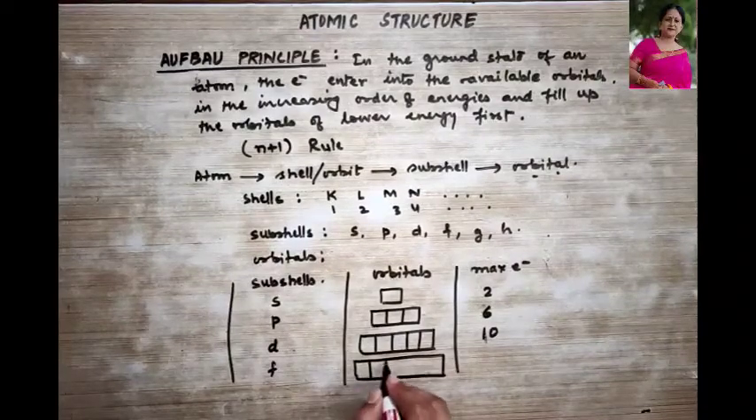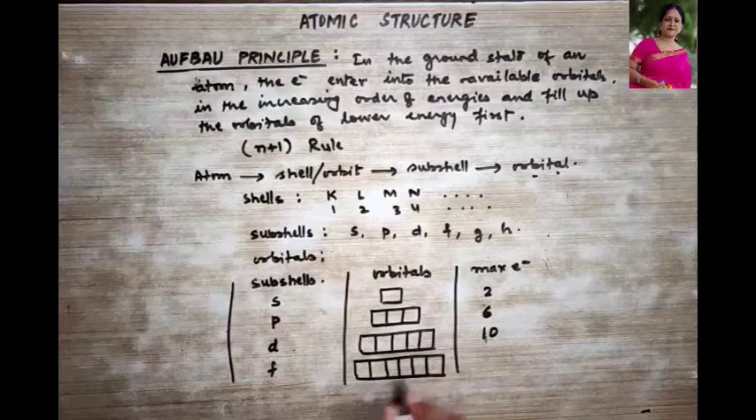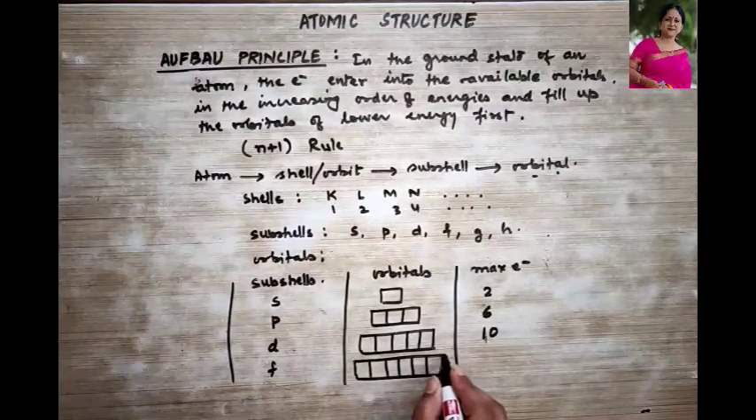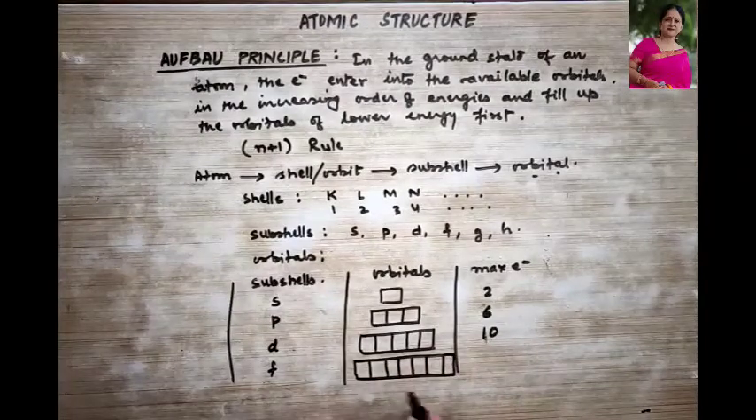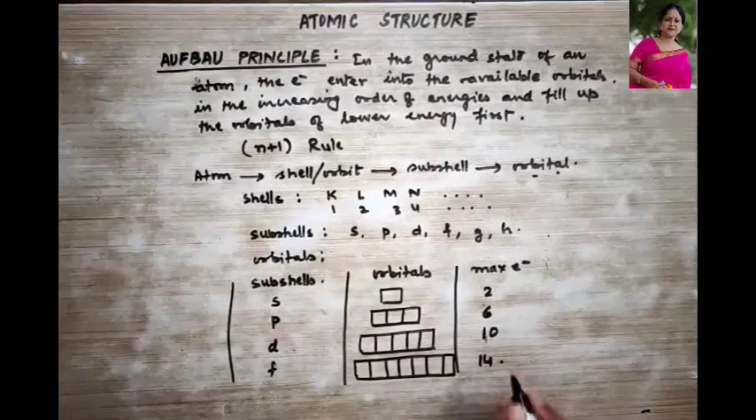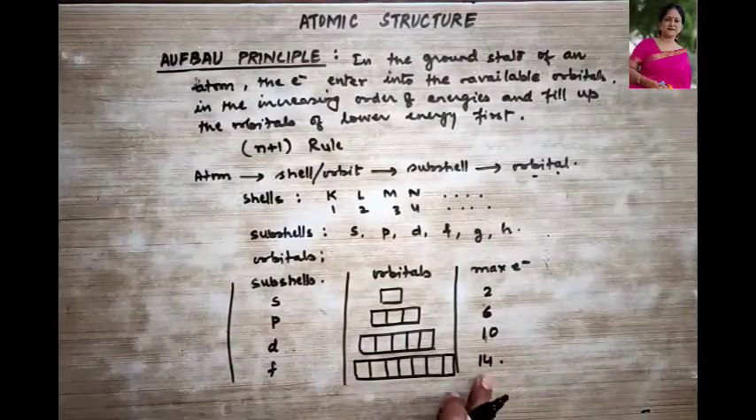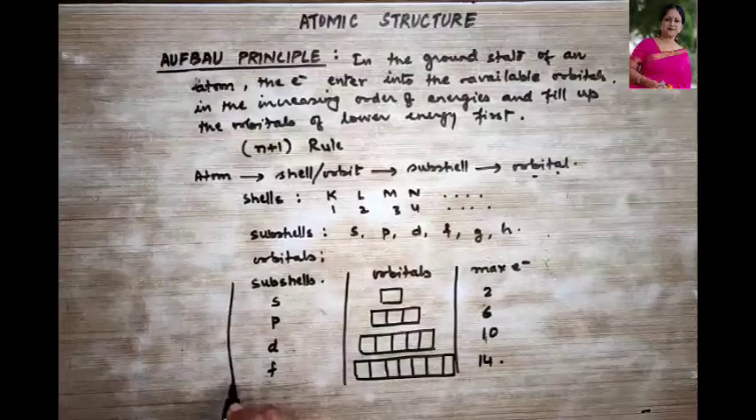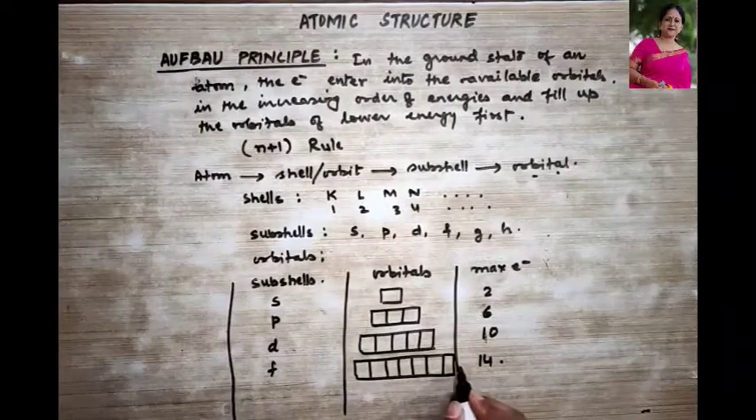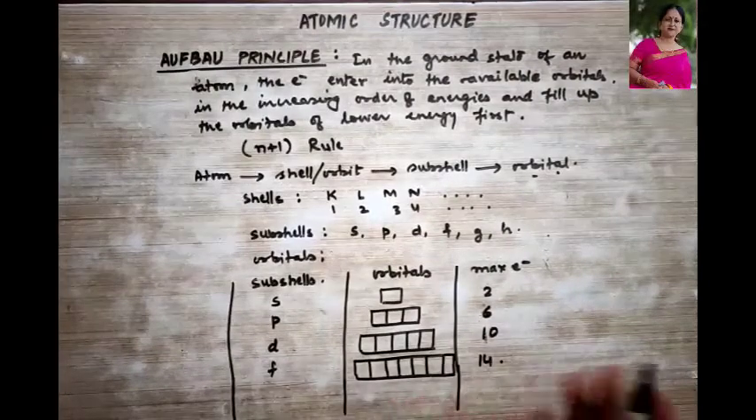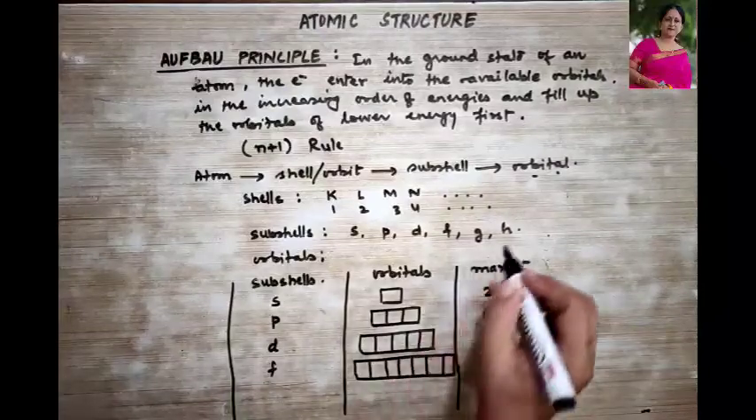7. 1, 2, 3, 4, 5, 6 and 7. So how many electrons maximum can be accommodated in F? That is 14. Now since you have to study till F, but you should have a knowledge as to what I am talking about. I said we'll go to G and H.